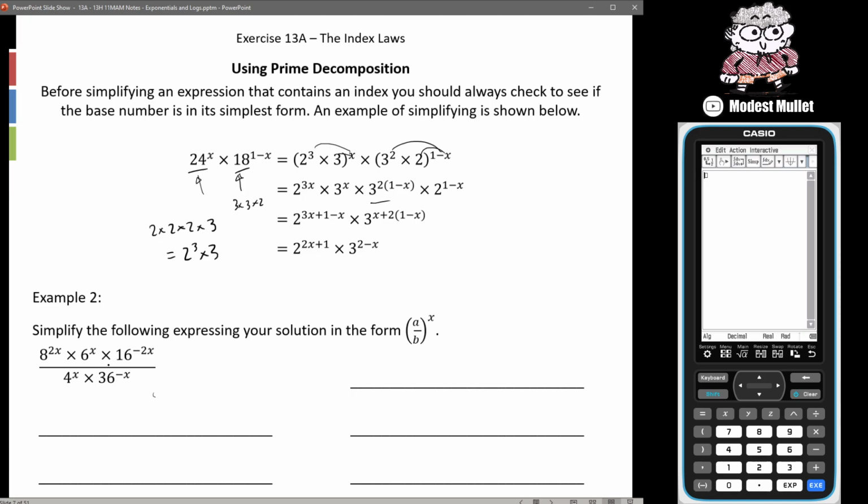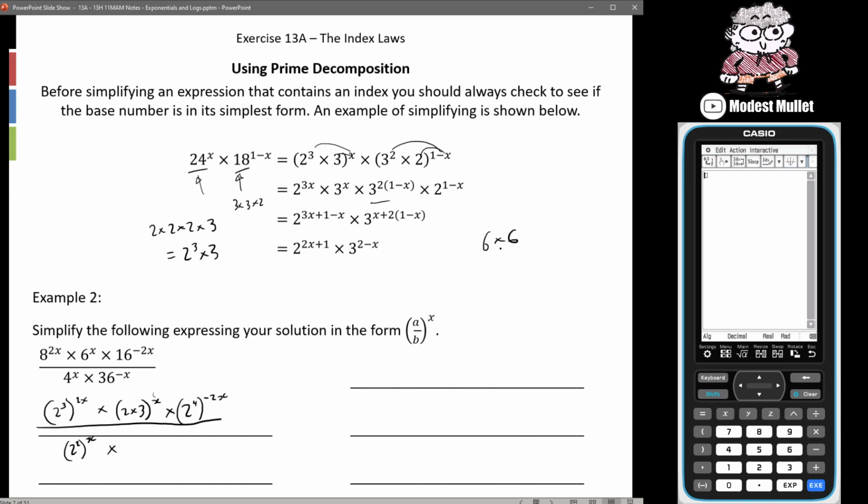So we have 8, 6, 16, none of them are prime, same with 4 and 36. So 8 is the same as 2 cubed, so we get 2 cubed to the power of 2x, times 6, which is 2 times 3 to the power of x, times 16, which is 8 times, that's 2 to the power of 4, the negative 2x, all divided by 2 squared to the x times 36. What's that going to be?